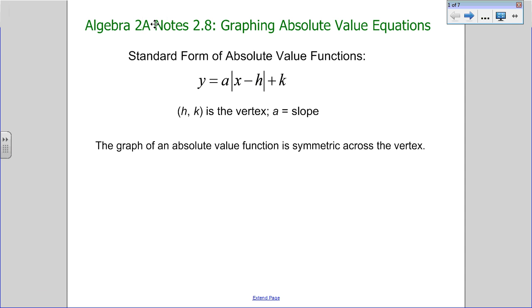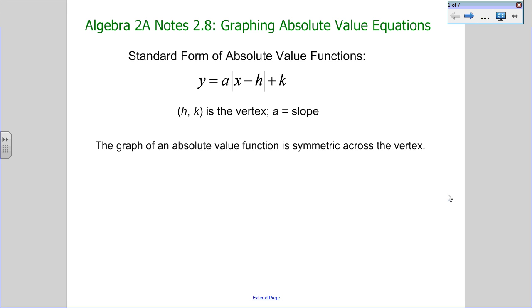All right, ladies and gentlemen, we're going to take a look at lesson 2.8, which is graphing absolute value equations. We've solved absolute value equations, but now we're going to take a look at the graph of those. So what we're going to do is study what's called a standard form. Many of our equations have standard form.